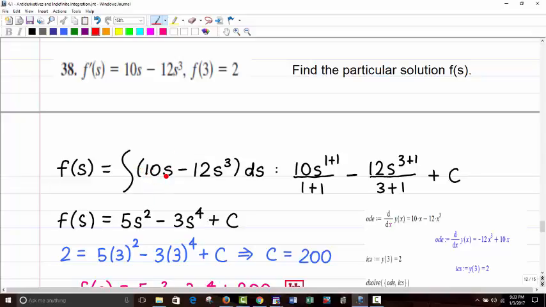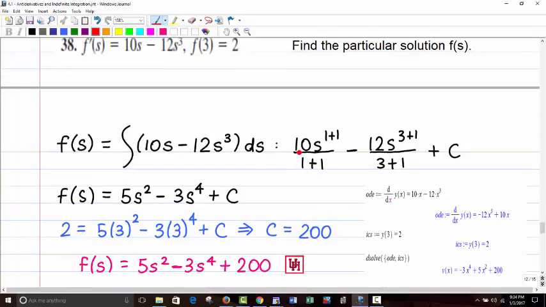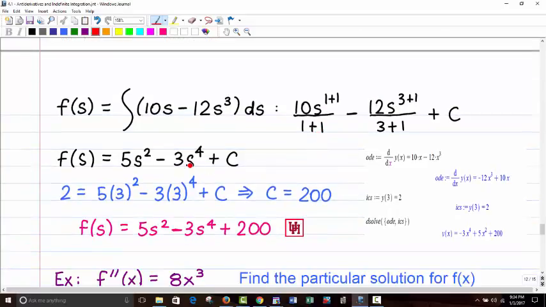All right, so we have 10s, not 105, minus 12s cubed. So it's essentially 10s to the first. So that'll be 10s to the 1 plus 1 over 1 plus 1, minus 12s to the 3 plus 1 over 3 plus 1. So 10 over 2 would be 5, and that makes that s squared. 12 over 4 is 3. 3 plus 1 is 4. And then plus c. So it's 5s squared minus 3s to the fourth plus c.